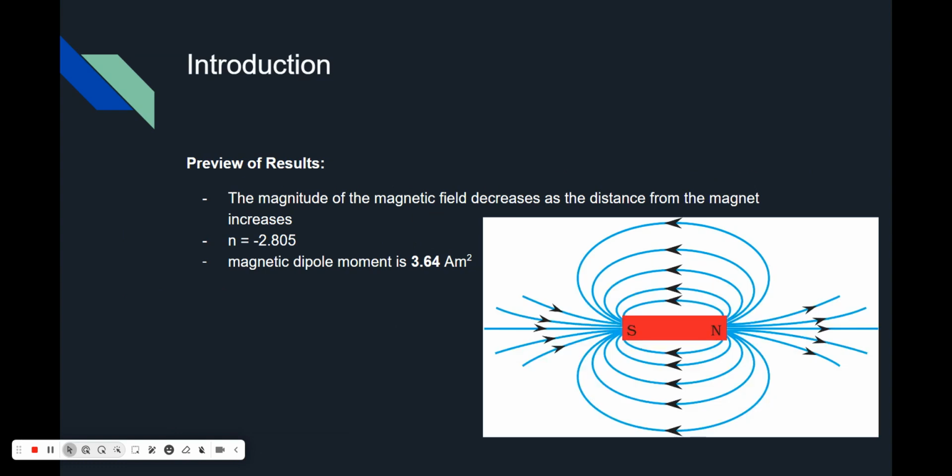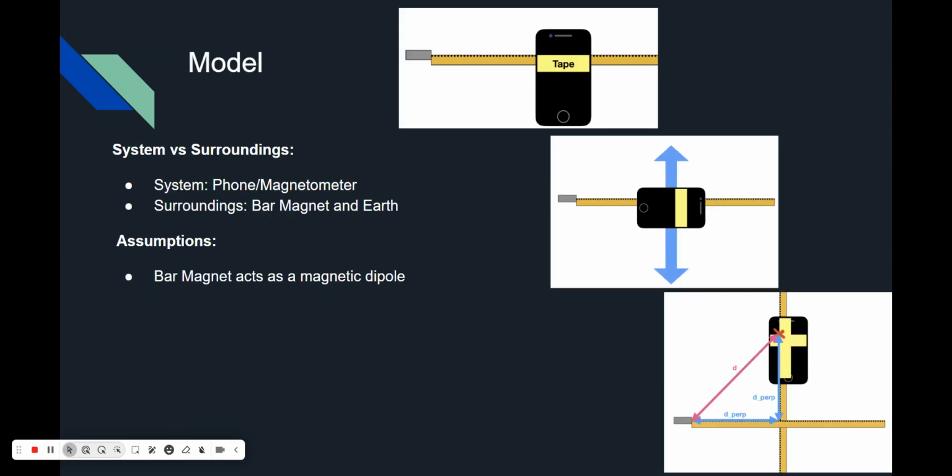For the preview, it was determined that the magnitude of the magnetic field decreases as the distance from the magnet increases. n ended up being negative 2.805, while the magnetic dipole moment ended up being 3.64 ampere meters squared. For the models, system, and surroundings, the phone/magnetometer was the system, while the surroundings was the bar magnet and Earth. The bar magnet modeling the dipole itself was the main assumption of the lab.